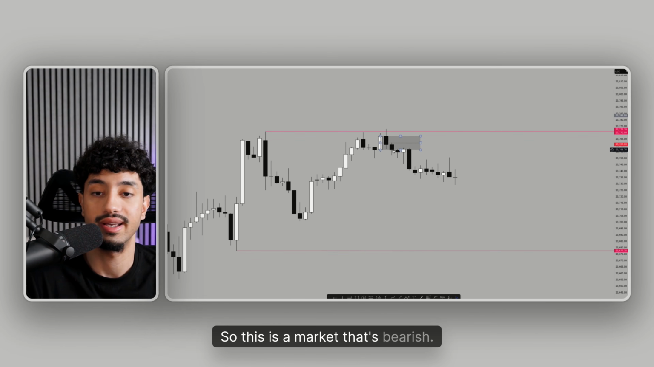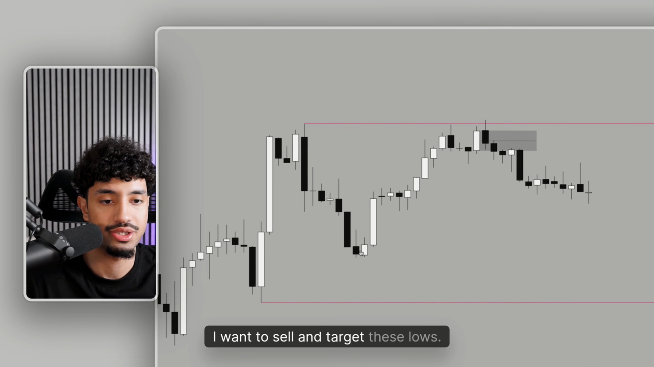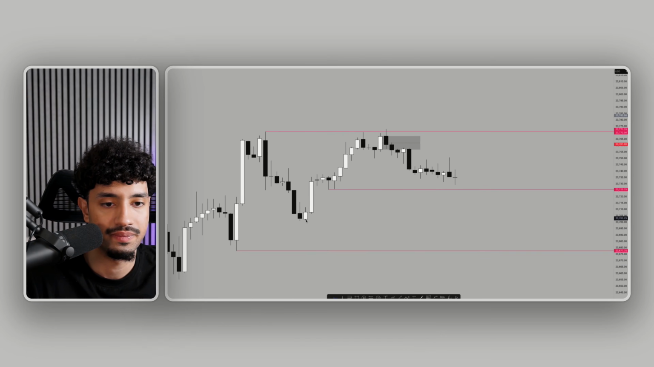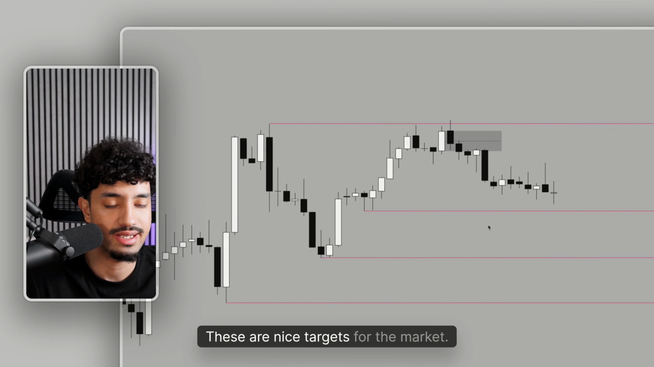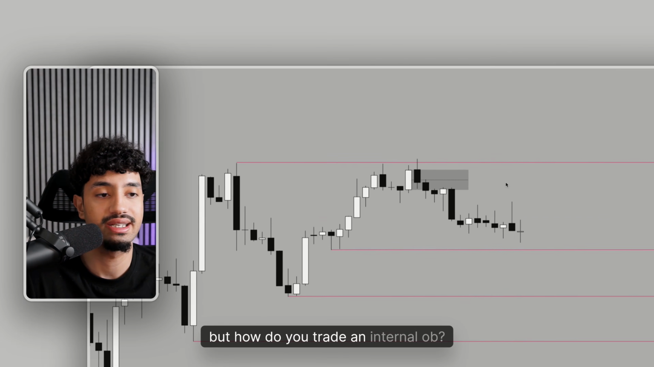So this is a market that's bearish. I'm not trusting buying setups. I want to sell and target these lows. So this low down here, this low down here, that's all I'm looking for. These are nice targets for the market, and areas that I can take partials. But how do you trade an internal OB?